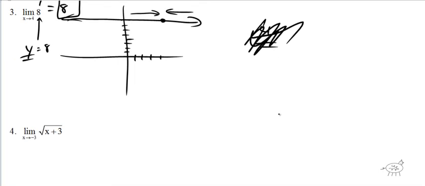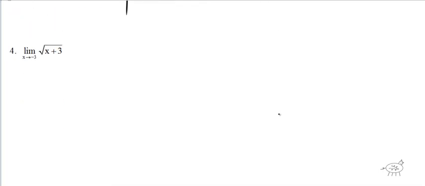Okay. Let's look at the next one. Limit as x approaches negative 3 of the square root of x plus 3. Well, do you guys agree? I mean, I can plug it in, no problem, right? Negative 3 plus 3 is 0. Everybody okay with that? Okay, good. So 0. Not wrong.